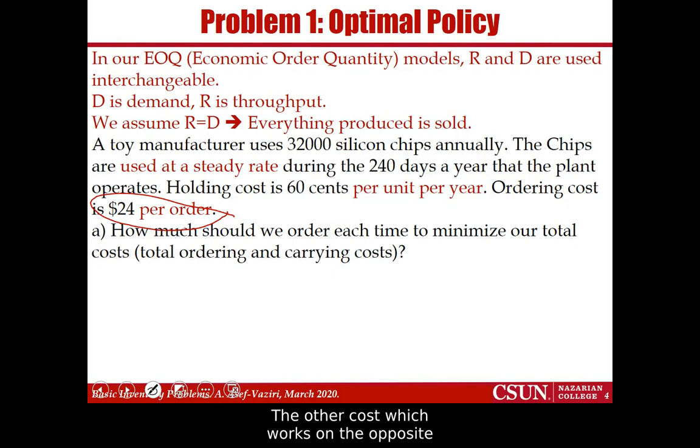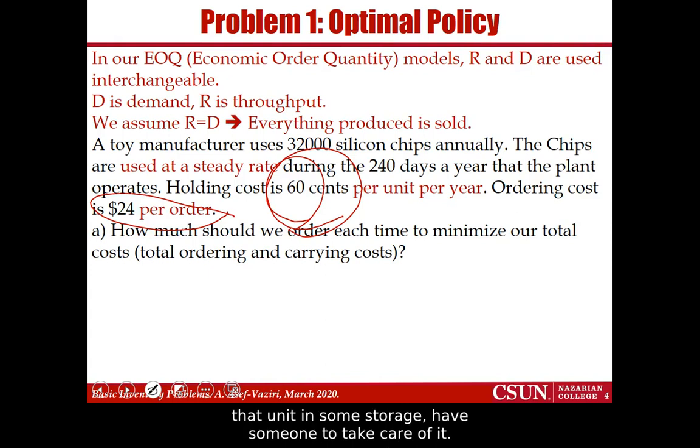The other cost, which works on the opposite of this cost, is carrying cost. Each unit of inventory, if you carry it for 1 year, has a cost. In this problem, it is 60 cents per unit per year. So if you carry one unit of inventory for a whole year, then the cost for you is 60 cents. That is cost of capital. That is physical cost to put that unit in some storage, have someone to take care of it. And that is also obsolescence cost. Obsolescence cost means if you have a product, but either technology changes or the customer changes his or her preferences, and that inventory doesn't have a value anymore.